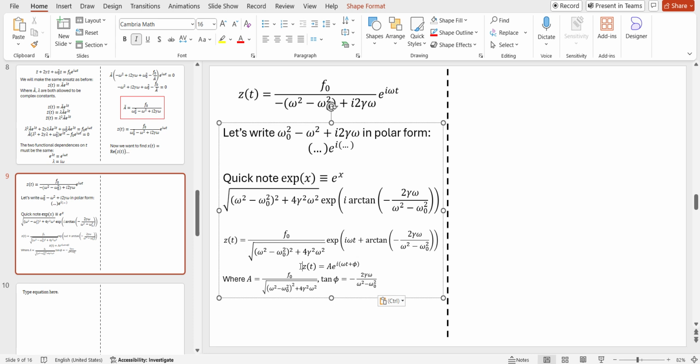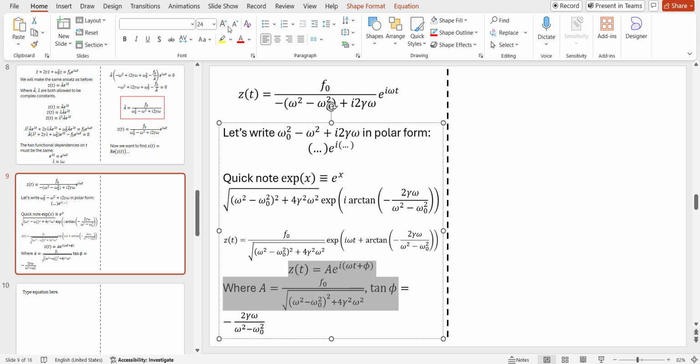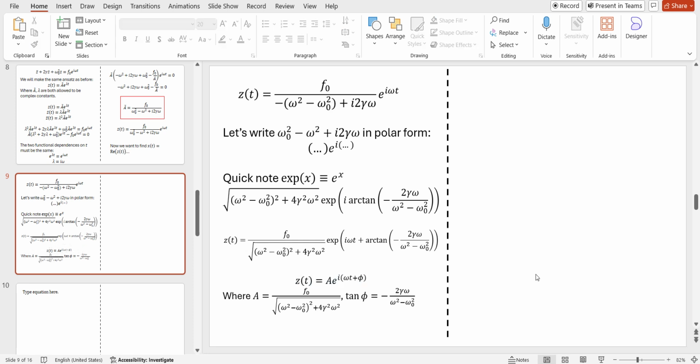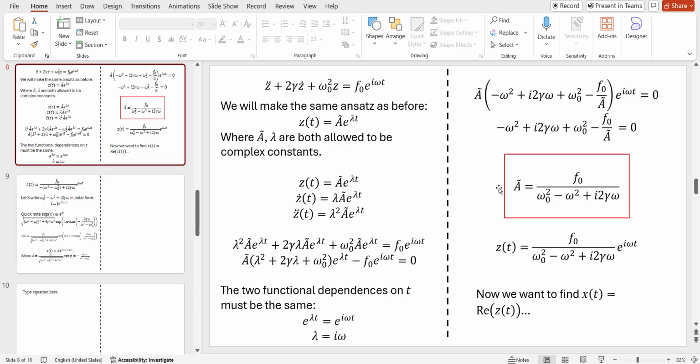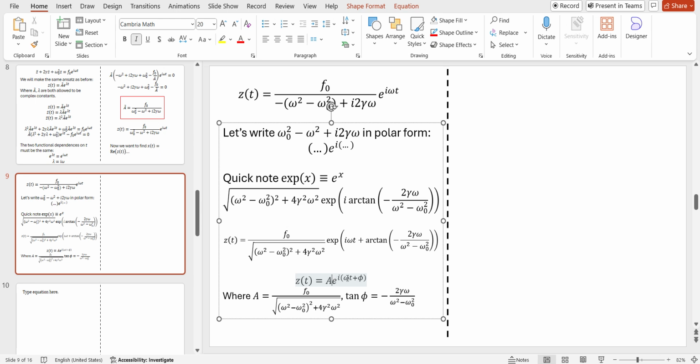So this is what we were looking for. This should look familiar. This is exactly what we found last time, the A and the phi. And all we have to do now is take the real part of this. This A, by the way, is not the same thing as A tilde. A tilde is a complex number. A is just this real number, which is the amplitude of z. So A without the tilde is the magnitude of A tilde.